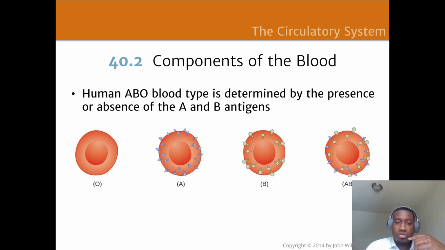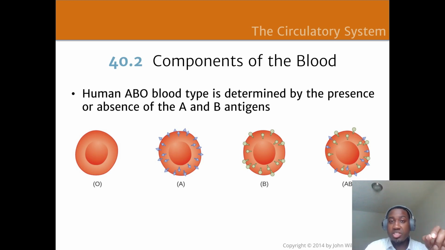The red blood cells are the red circles you see here. If you have a red blood cell and it does not have A or B antigens, and the A antigens will be these little blue arrows, and the B antigens will be these little green circles. You see here, O does not have A or B antigens. So that means it's O. O doesn't have any.